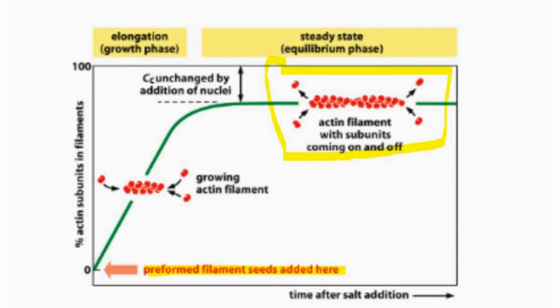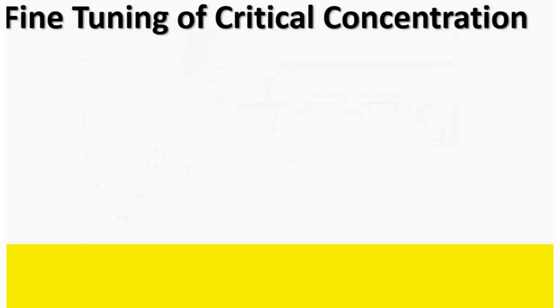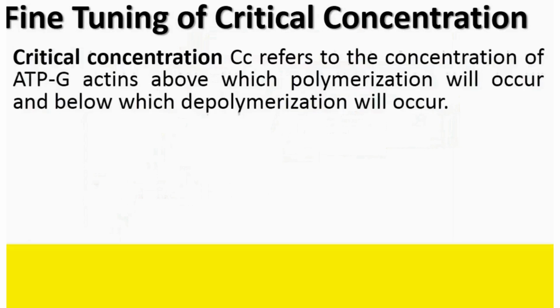Having studied this steady state, students always have one very important misconception or myth in their mind. What is that concept? For this, we will focus on the fine tuning of critical concentration. What exactly is this fine tuning of critical concentration? Critical concentration, Cc, refers to the concentration of ATP-bound monomeric subunits of actin, that is G actins, above which polymerization will occur. So there is a threshold beyond which polymerization occurs and below which depolymerization would occur.